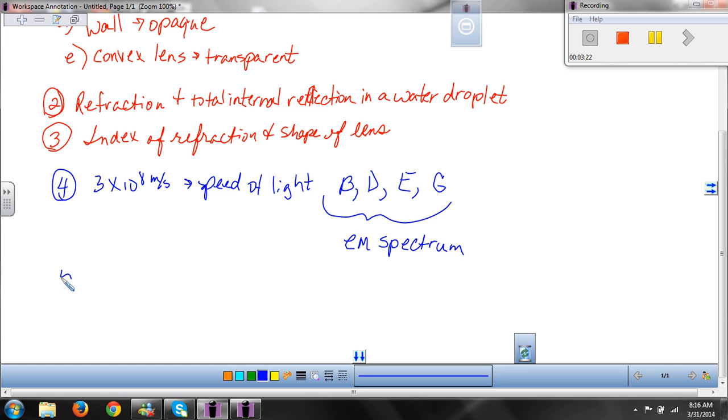Okay, number 5 says which color of light carries the most energy. So violet carries the most. Shortest wavelength, highest frequency. And red carries the least.